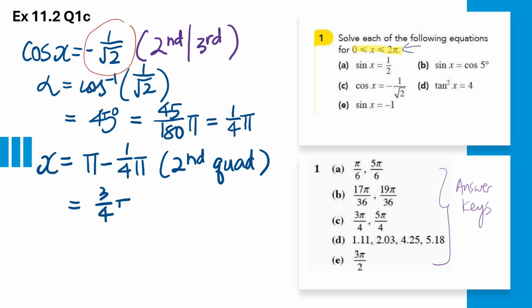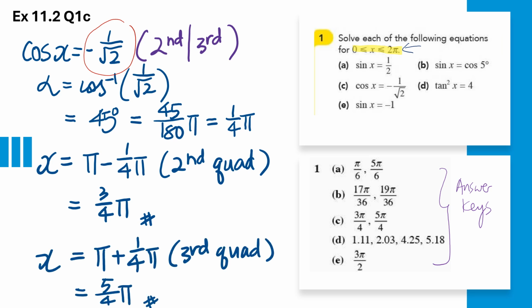And if you recall the concepts that we learned earlier on, second quadrant means 180 minus alpha. So 180 is pi, so pi minus 1/4 pi. So that gives you the answer from the second quadrant. And the third quadrant will be 180 plus alpha, which is pi plus 1/4 pi. Okay, so this question is relatively easy. So you can go on and try to do B, C, D, E on your own, and then you can just check the answer given.